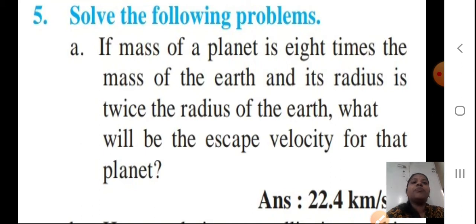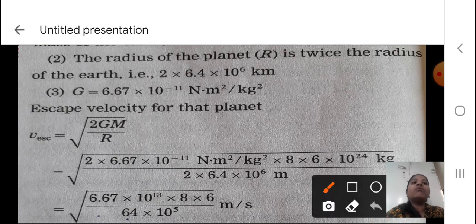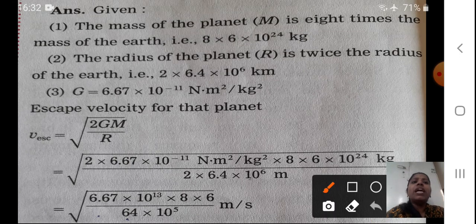Okay, escape velocity. Given the mass of the planet M is 8 times the mass of the Earth, so we are multiplying 8 into 6 into 10 raised to 24 kg. The radius of the planet R is twice the radius of the Earth, so we multiply by 2: 2 into 6.4 into 10 raised to 6 kilometers. The G value is a constant value, 6.67 into 10 raised to minus 11.